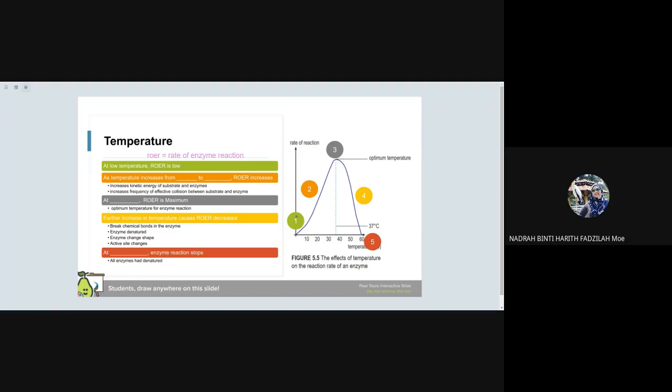Okay. Cuba tengok untuk statement yang warna oranye tu, as temperature increase dari berapa ke berapa degree Celsius. Dan at berapa degree Celsius rate of enzyme reaction is maximum. Kamu kena baca graf tu lah. Cuba tengok. Cuba tengok dah lengkapkan.